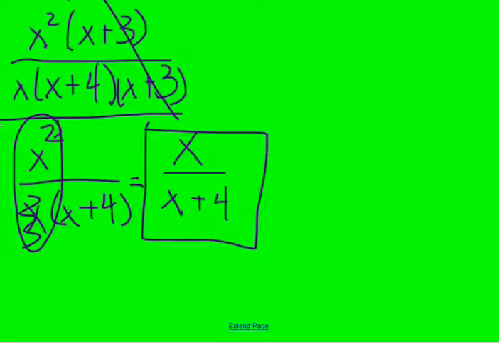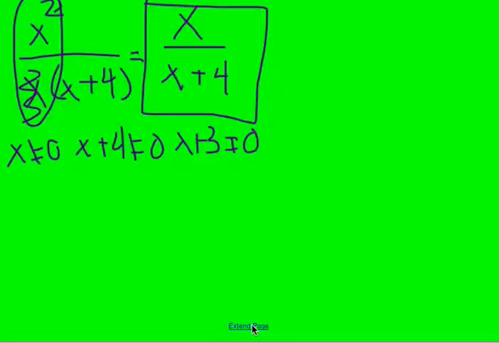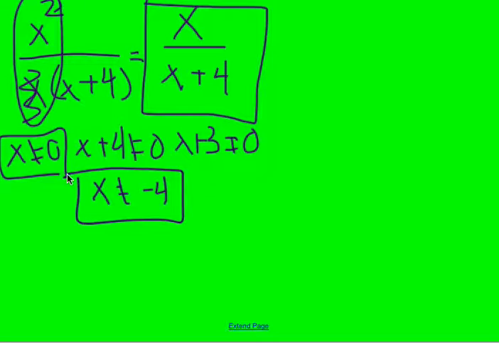So now I need to get my excluded values. Each one of those factors, including the x, cannot be equal to 0. Well, we already have this one, x cannot be equal to 0. Well, this one, x cannot be negative 4 when you solve it for x. For this one, x cannot be negative 3 when you solve it for x.